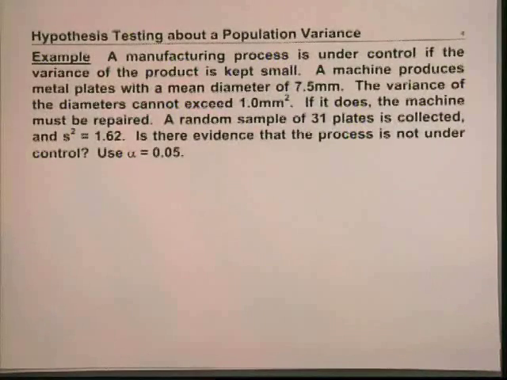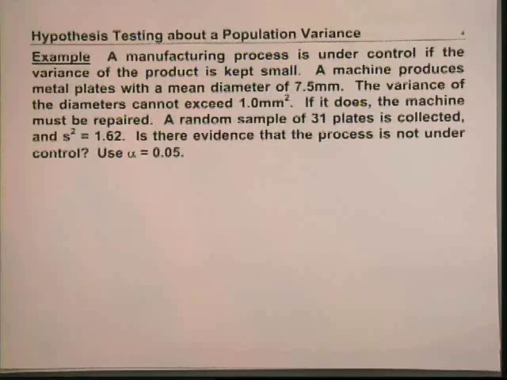A manufacturing process is under control if the variance of the product is kept small. A machine produces metal plates with a mean diameter of 7.5 millimeters. The variance of the diameters cannot exceed 1 square millimeter. If it does, the machine must be repaired.